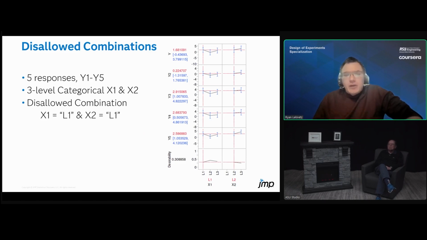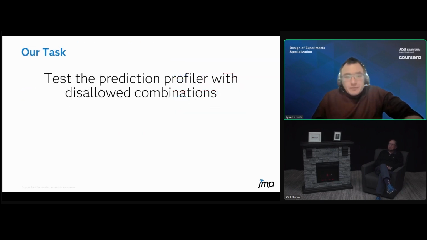I have a disallowed combination that if x1 is at level L1, the first level, then x2 can't be at L1 at the same time. If we look at the prediction profiler here, when x1 is set to L1, there's nothing showing for x2 at L1. Now, if you were to use JMP, I think back in JMP 15 or 16, there would have been a value there for L1. So the prediction profiler didn't know how to handle the disallowed combinations.